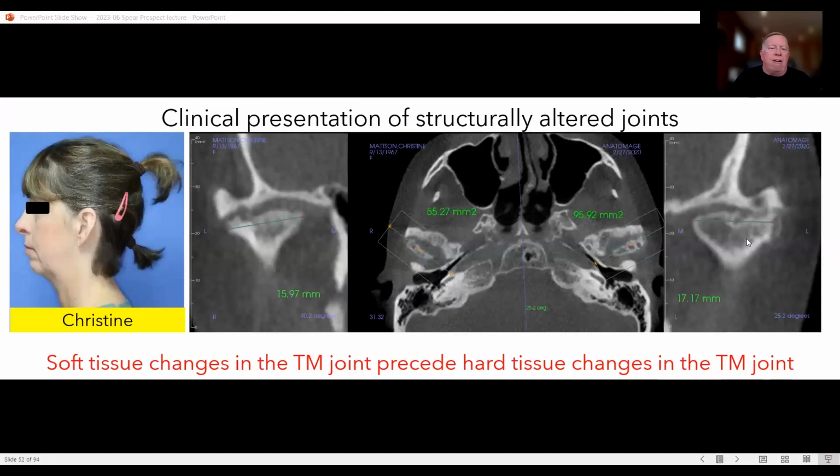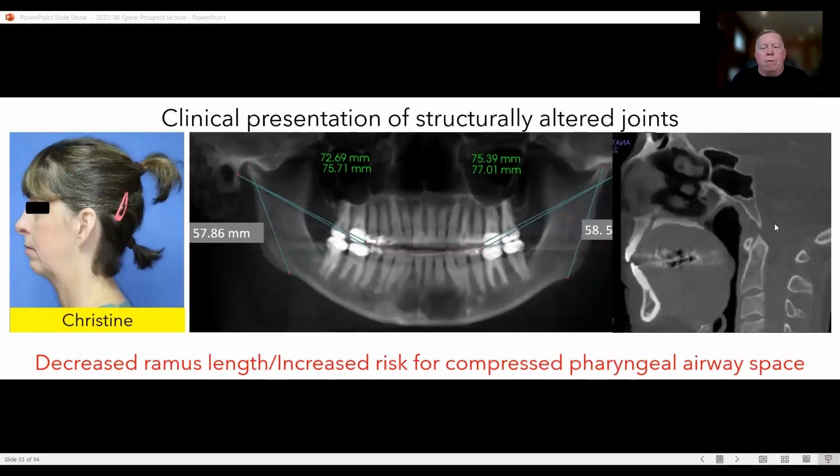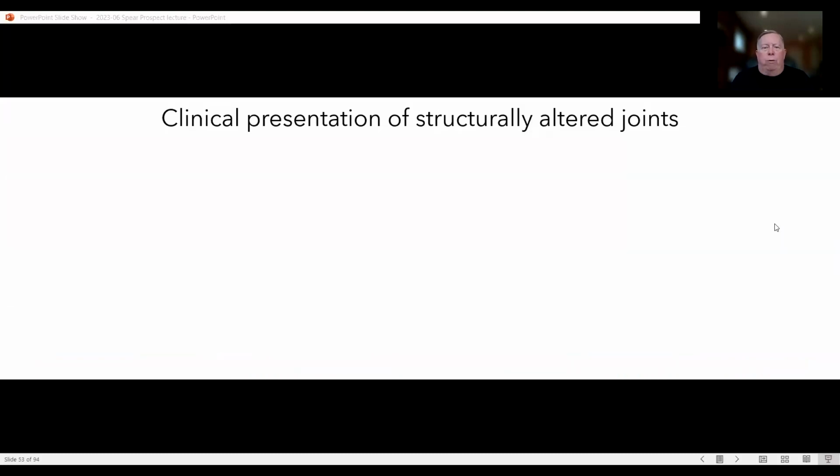I'm going to show you 5 quick cases. Here's Christine. We already looked at her imaging, but now when you look at her imaging, her ramus length you can see is short as well. And now compressed pharyngeal airway space. I want you to start to link decreased ramus lengths with an increased risk for compressed pharyngeal airway space.